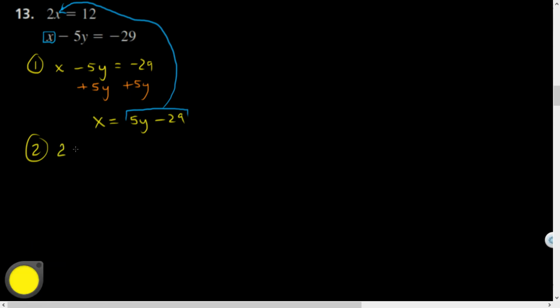So let's see, 2 times, and instead of x, I'm writing this entire thing. Yep, 5y minus 29 equals 12. Make sure you remember to write the rest of the equation. Sometimes people get so pumped about the substitution part that they then forget to write the rest of the equation. And even though this is weird looking, the good news is that it's an equation with a single variable.